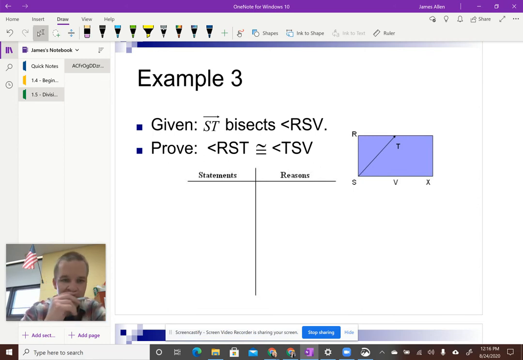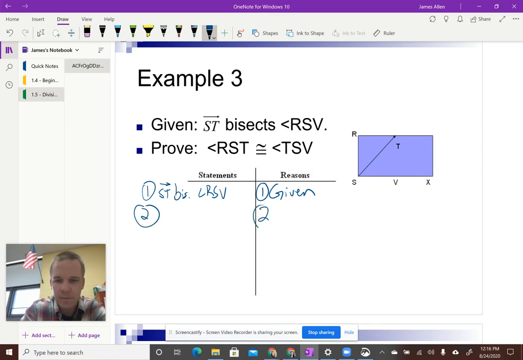Cruising. Let's do it. So given ST bisects angle RSV, prove that RST is congruent to TSV. So my first one's my given, which is ST bisects angle RSV. My reason's the given. And then step 2 here. So if it bisects it, wouldn't that just tell me that these two are congruent to each other? Awesome. So I'm ready to rock and roll. RST is congruent to angle TSV.